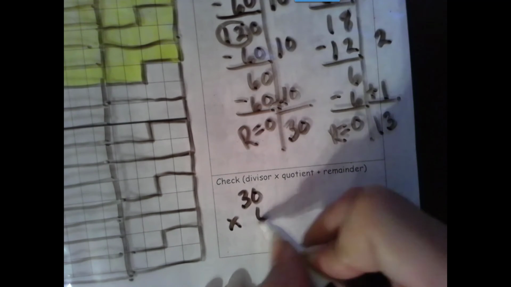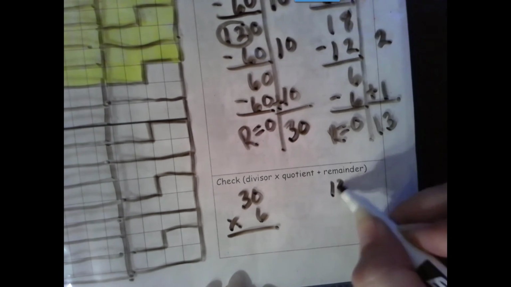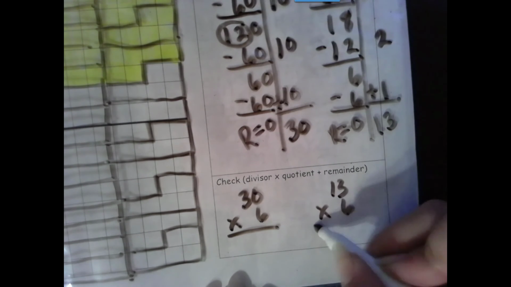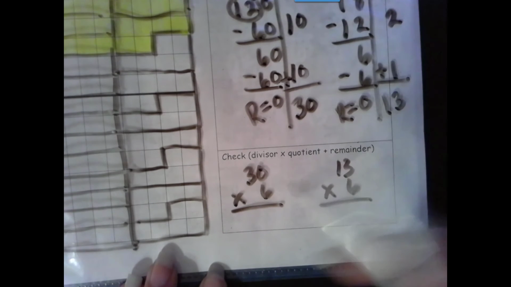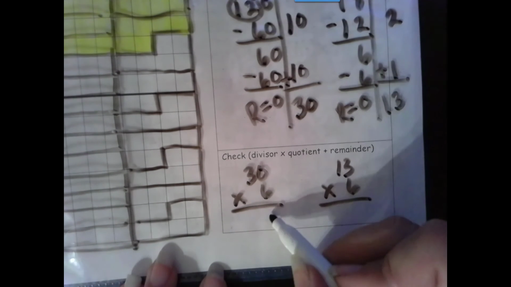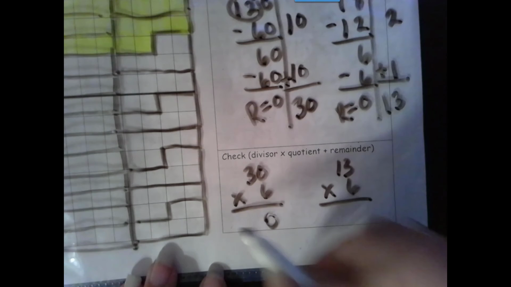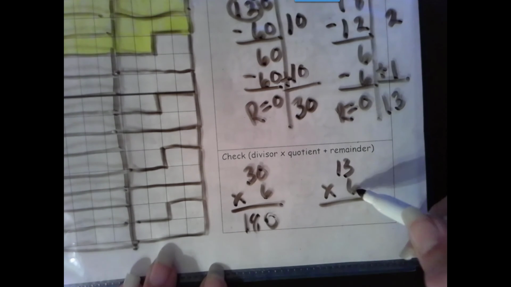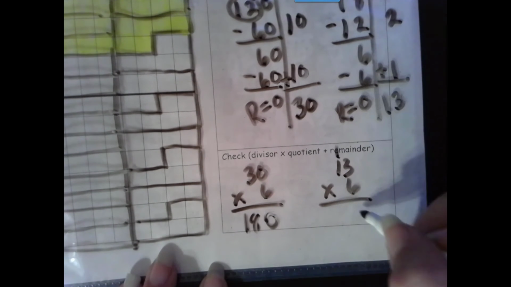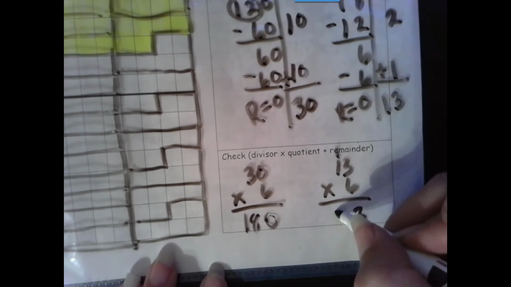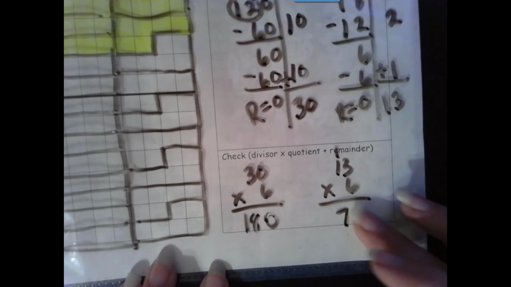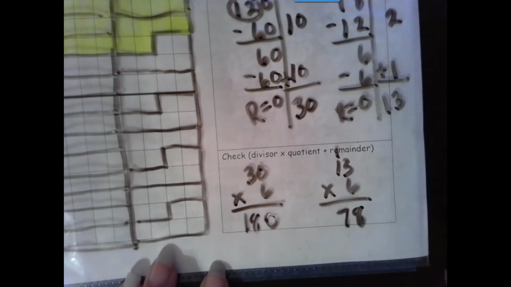Now since our remainder is 0 for both, and the identity property of addition says when you add 0 it stays the same, we're not going to actually add 0. 6 groups of 0 is 0. 6 groups of 3 tens is 18 tens. 6 groups of 10 is 6 tens, plus 1 more is 7 tens. I'm sorry, 6 times 3 is 18. I don't know where 13 came from.